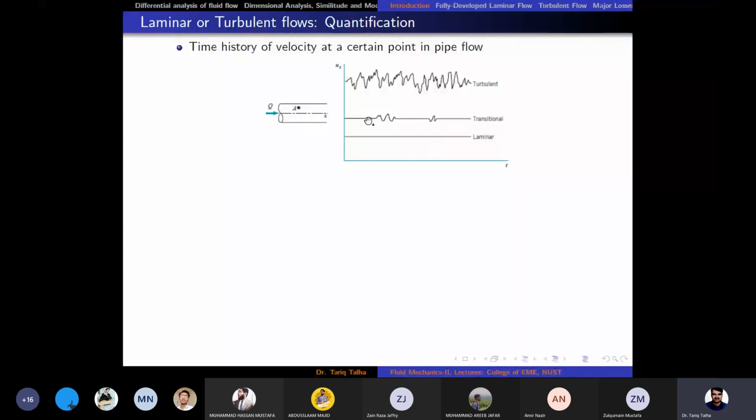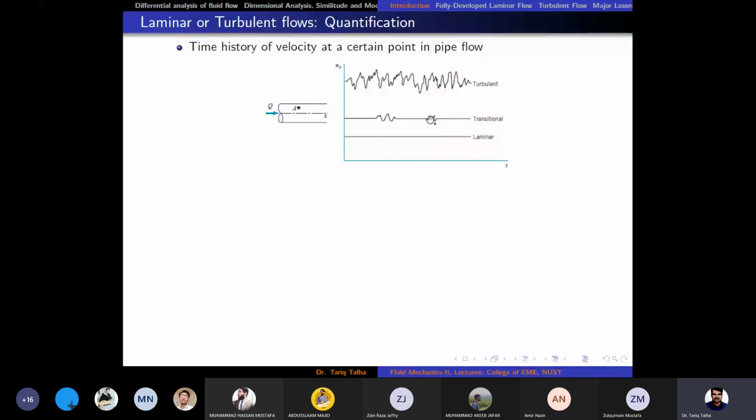And then in transitional flow, we would have some kind of periodic fluctuation, and then again it would become a straight line, and then there would again be an attempt by the inertial forces to dominate the flow.